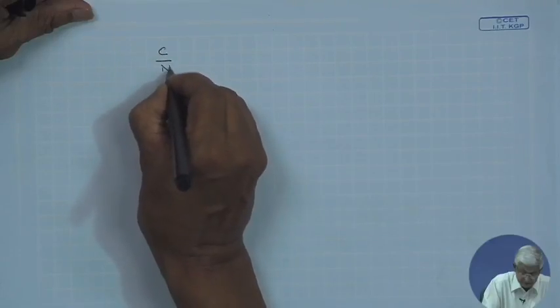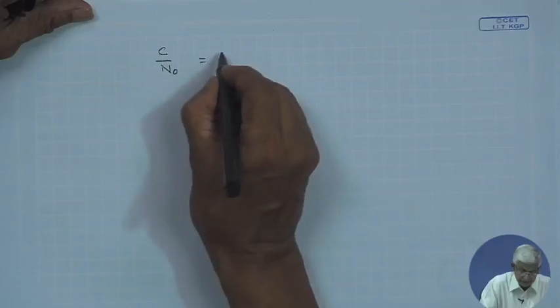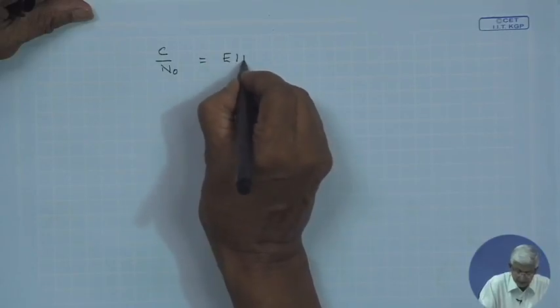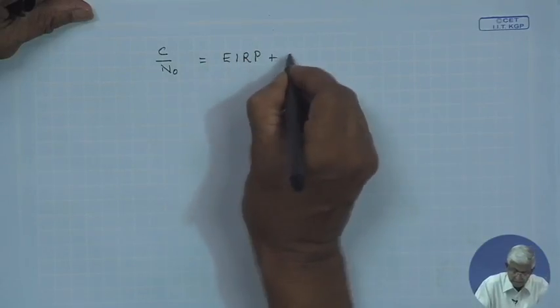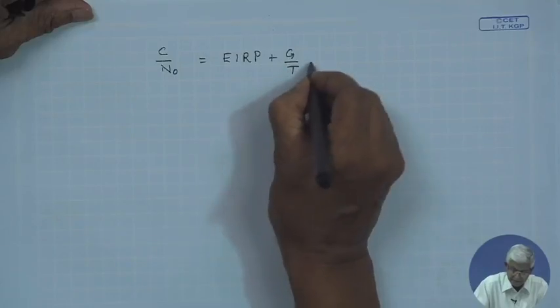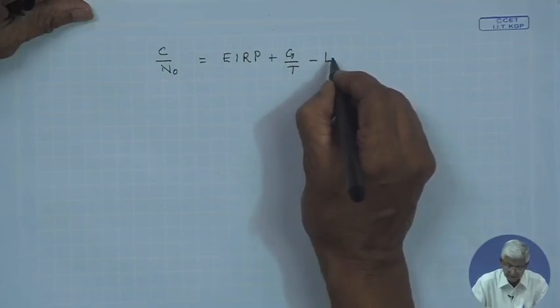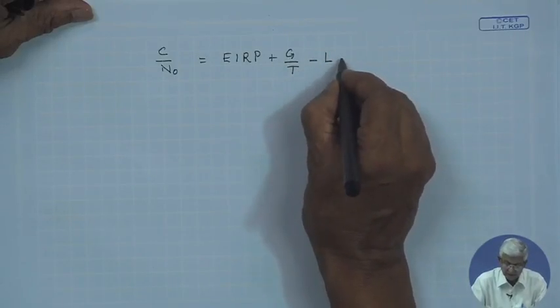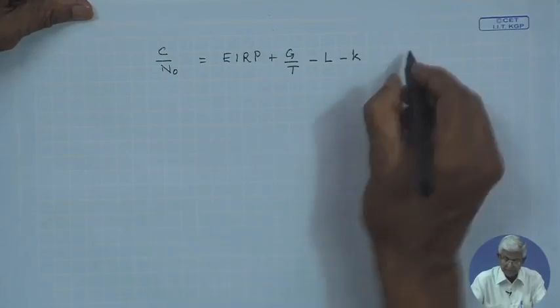Now we will spend some time on the sizing of the antenna and how we come to that. Let us go back to our original transmission equation, that is C by N naught in dB is EIRP plus G by T minus the losses, the majority being the loss in the path, minus the Boltzmann constant. This is in dB.